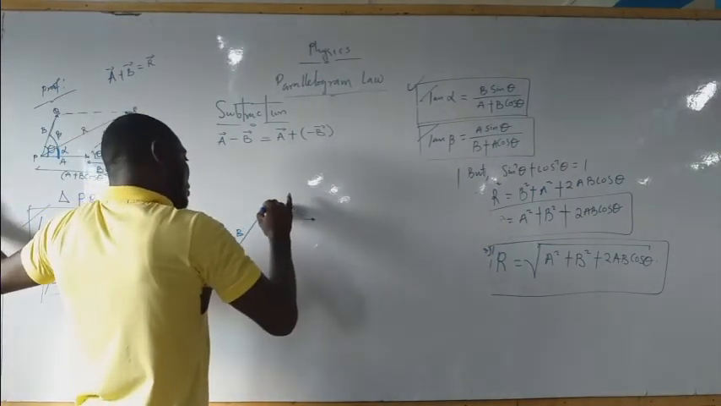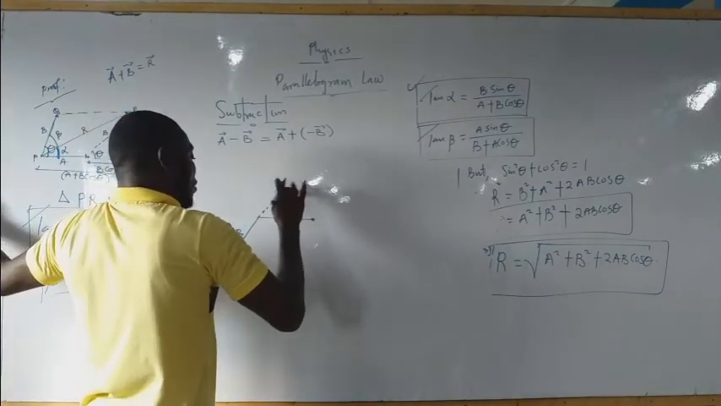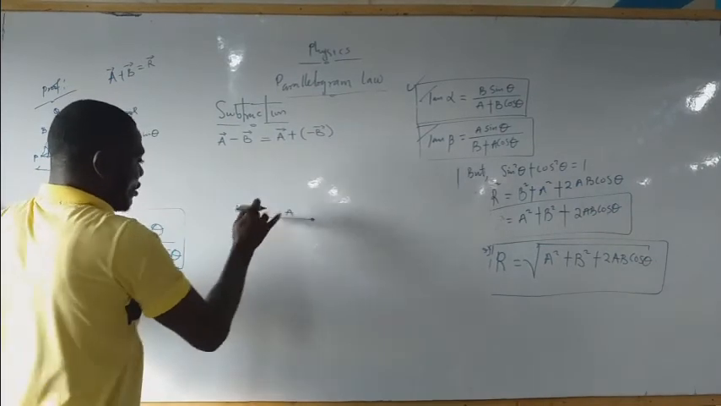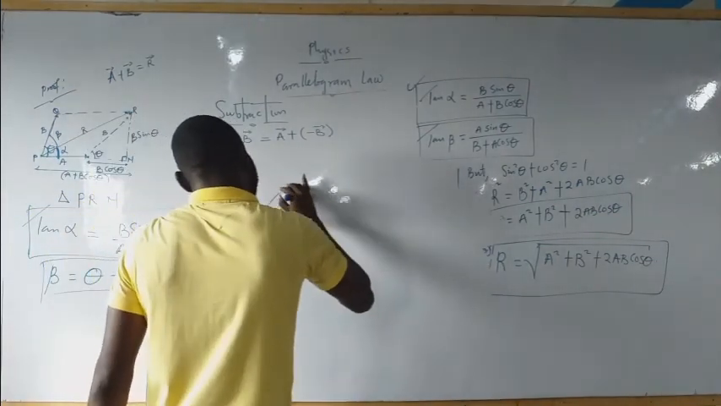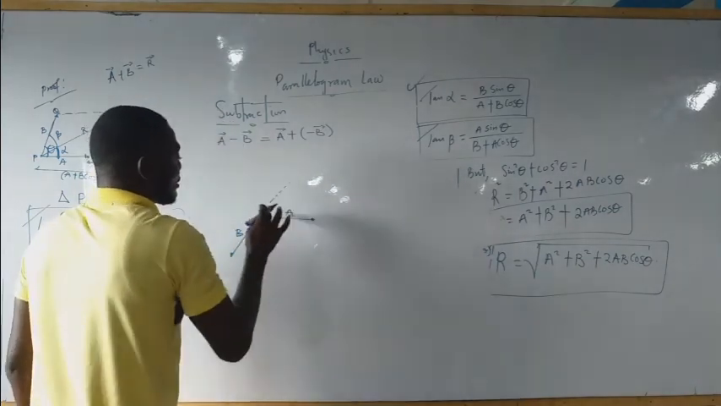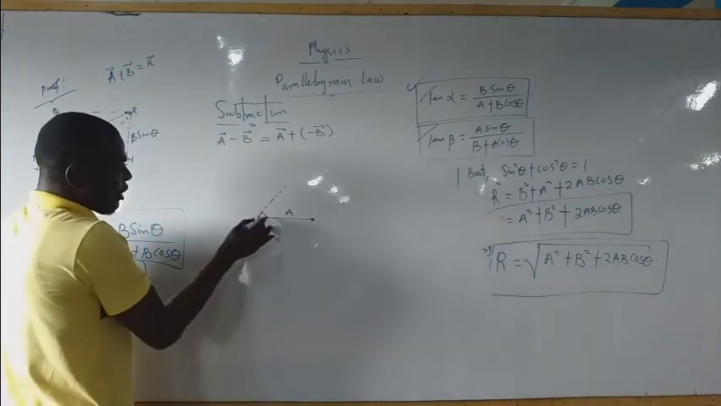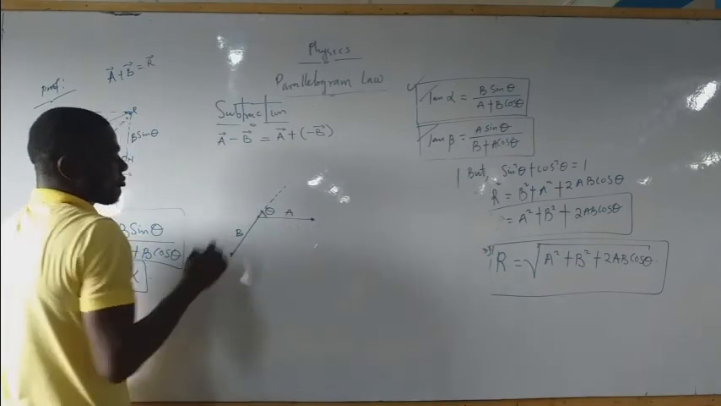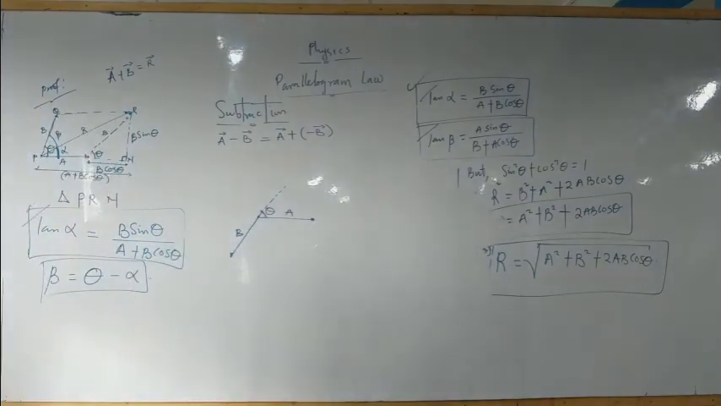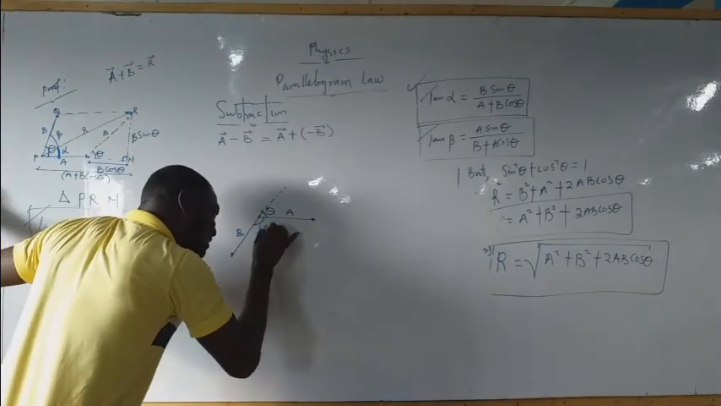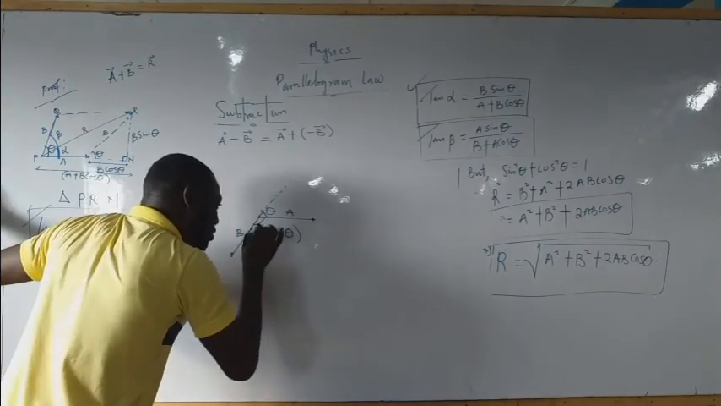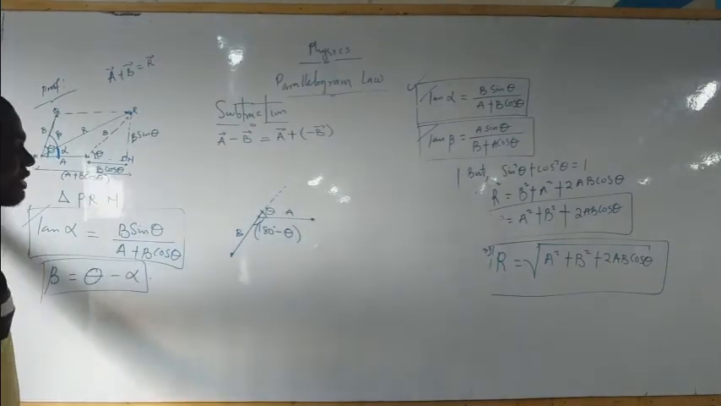So let's say we produce this upward to make it a complete diagram. We have something like this. Let's say this angle is theta. What would this angle be? This would be 180 degrees minus theta. Why?